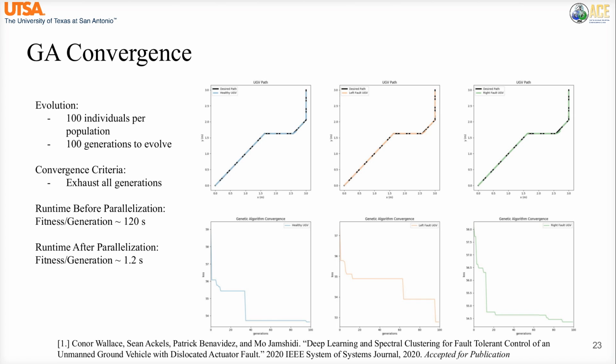So for the actual evolution process, I used 100 individuals per population, and like I said, the individuals were the K gain vector. So there were 100 of those per population, and I evolved the population for 100 generations. My convergence criteria, since it is so stochastic, and also we don't really know exactly what the convergence should be, is just to exhaust all generations.